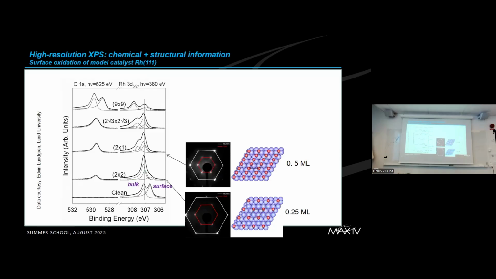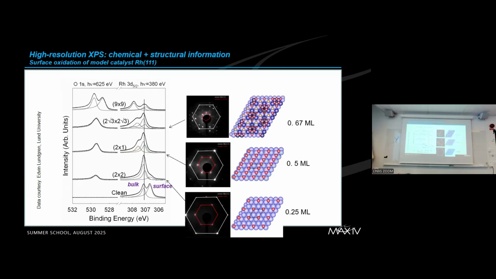If we add more, we create a structure which corresponds to half a monolayer of oxygen. Now we don't have any surface component anymore, because all atoms on the surface are touching one or two oxygen atoms. That's why this component is gone here, but instead we have a component corresponding to this green still. And in addition, we have a component corresponding to these orange atoms. These are atoms which have two oxygen neighbors, and that's why the component is shifted even further to the higher binding energies. Of course, you still have the bulk component here always.